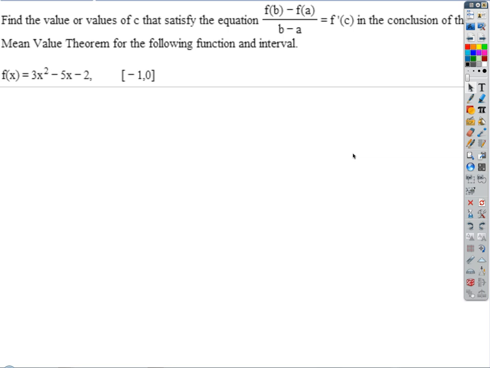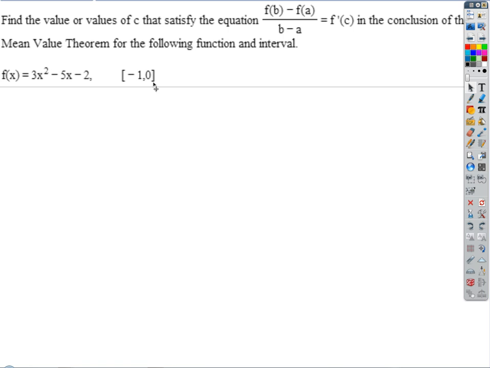f of x equals 3x squared minus 5x minus 2. We're looking at the closed interval from -1 to 0. And what you're asked to do is first verify the mean value theorem. Is there guaranteed to be some place where the mean value theorem applies? And if so, take the derivative and find it.